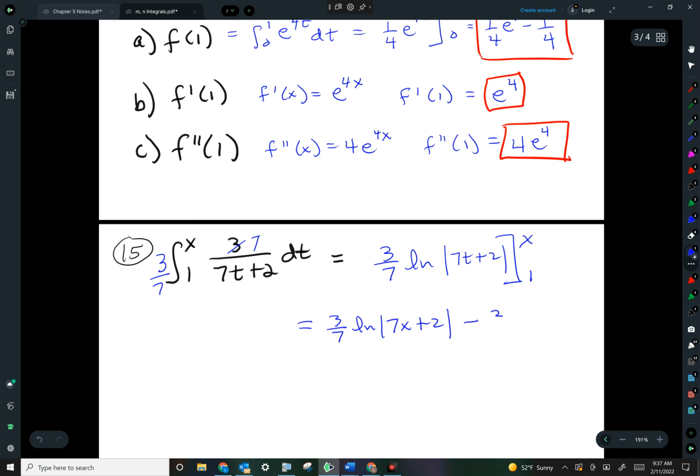I'm trying to find out. Just evaluate the integral. No, you're not solving for x, you're just evaluating the integral.